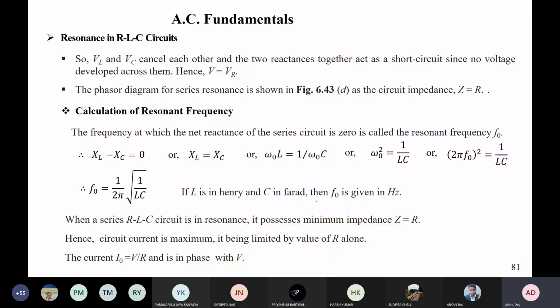Okay. When a series RLC circuit is in resonance, it possesses minimum impedance, that you can understand. Impedance becomes pure resistance because the effects of inductance and capacitance are nullifying one another. Hence, the current is maximum and it is limited by R alone. So current I0 is equal to V by R, in phase with V, and based on the choice of resistance, it will give you the thing.